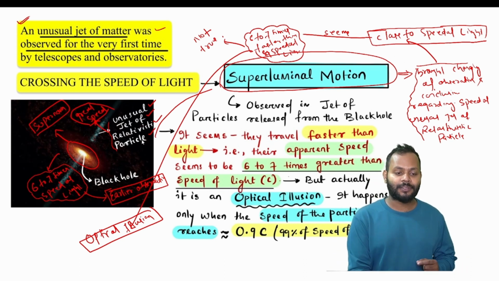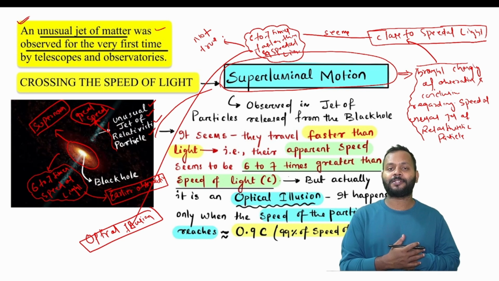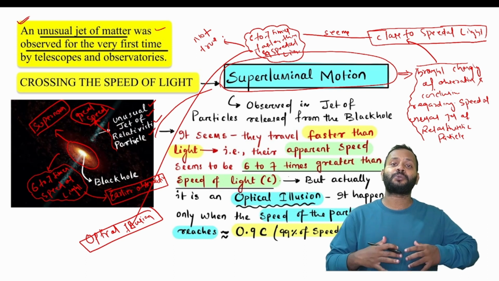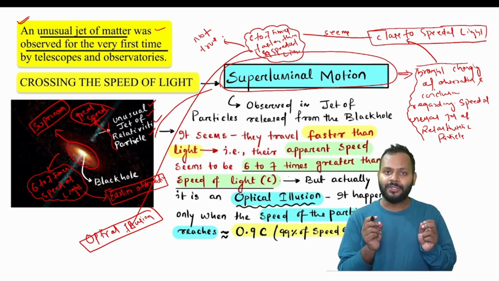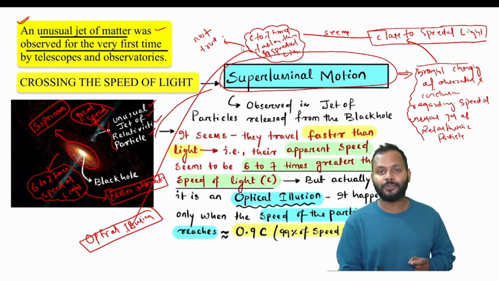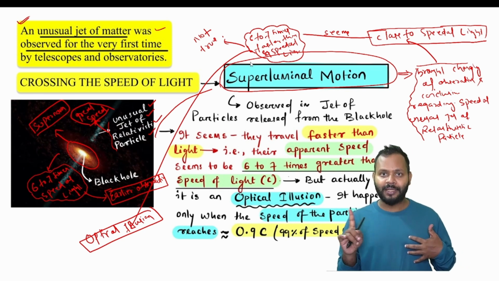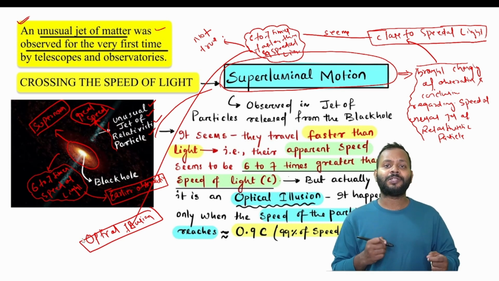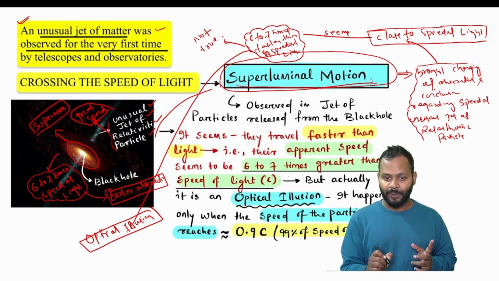That means whenever this unusual jet of relativistic particles moves with a speed close to the speed of light, it seems that the speed is 6 to 7 times the speed of light. Rather, it is not 6 to 7 times; the speed is just near the speed of light. What we feel is 6 to 7, but that is not exactly true because of the optical illusion. This optical illusion was proven under superluminal motion.